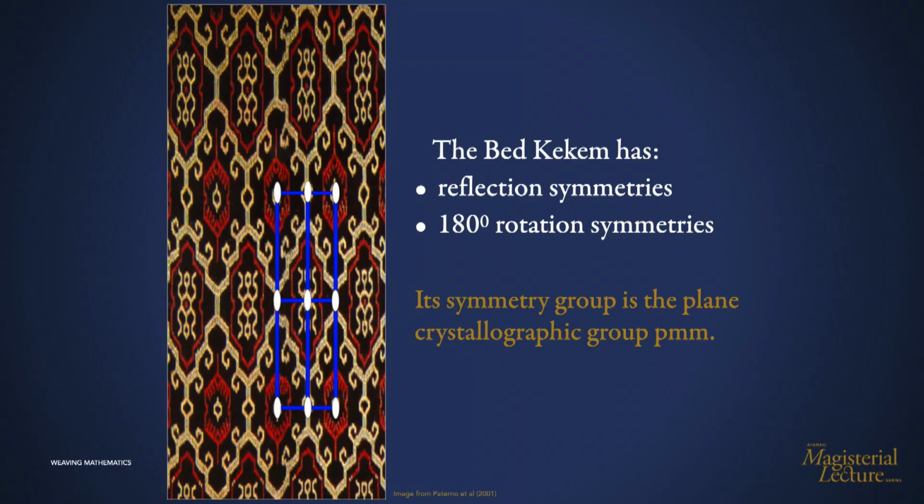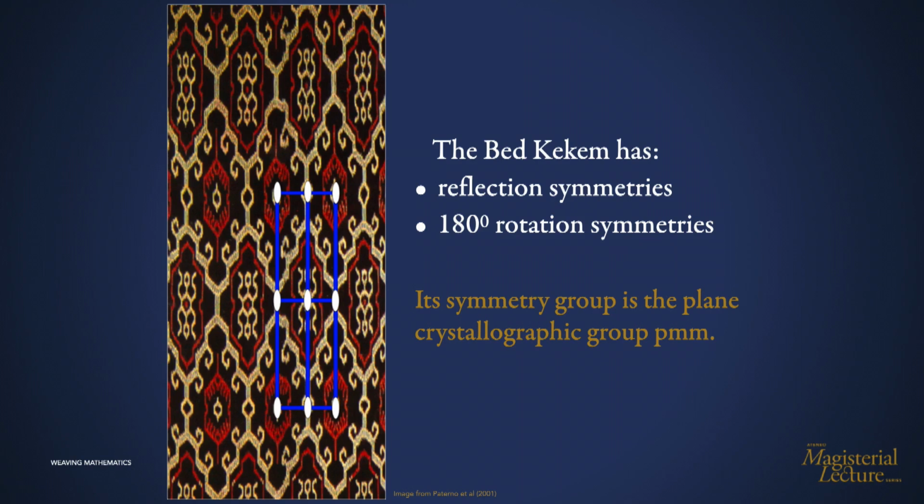So let me now consider the pattern I gave earlier, the first pattern, the Bed Kekem. In the analysis of the symmetries, we assume again that this pattern will extend indefinitely on the plane, so it's a repeated pattern. And you see now the unit cell superimposed on the fabric. And you see the reflection lines. The reflection lines there are perpendicular to each other. And you see there the oblong shapes.